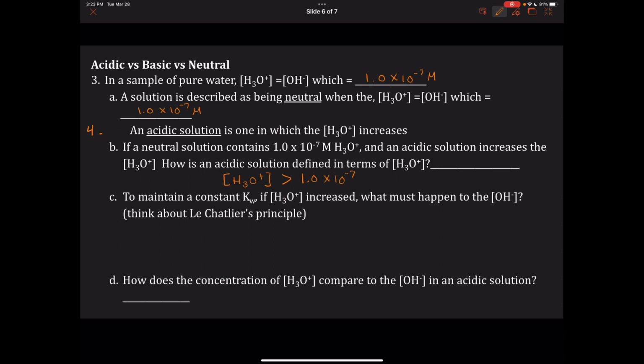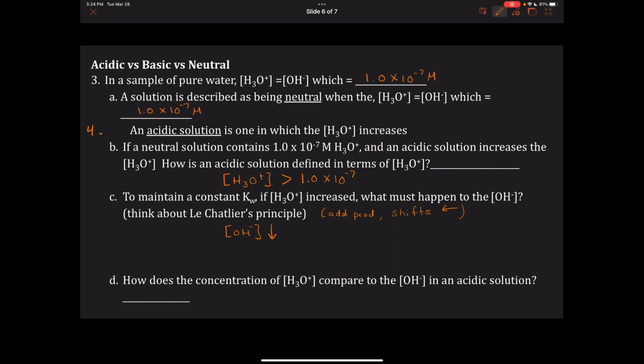What we're going to find, if we are adding hydronium, we are adding a product. Remember, according to Le Chatelier's principle, we're going to shift to remove that added product, which means our equilibrium is going to shift in the reverse direction. We're shifting away from what we added. So if we're shifting away, we're going to use product, we're going to form reactant, which means as a result, the hydroxide concentration goes down.